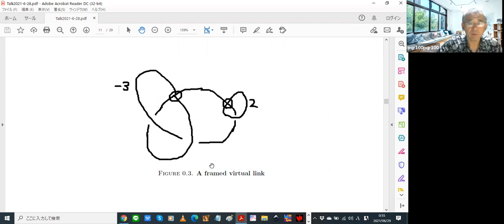Today's talk gives a meaning of this invariant for three-manifolds.